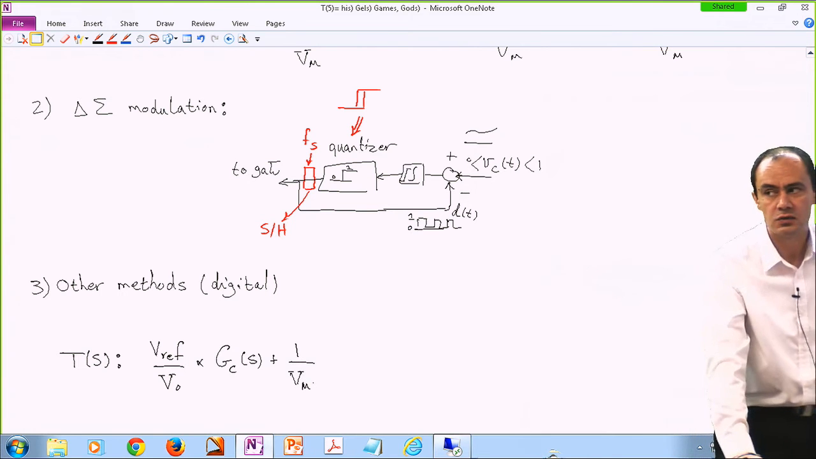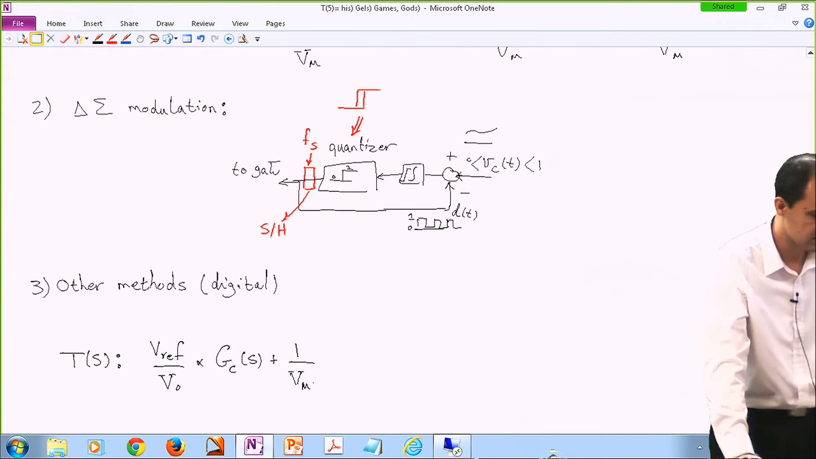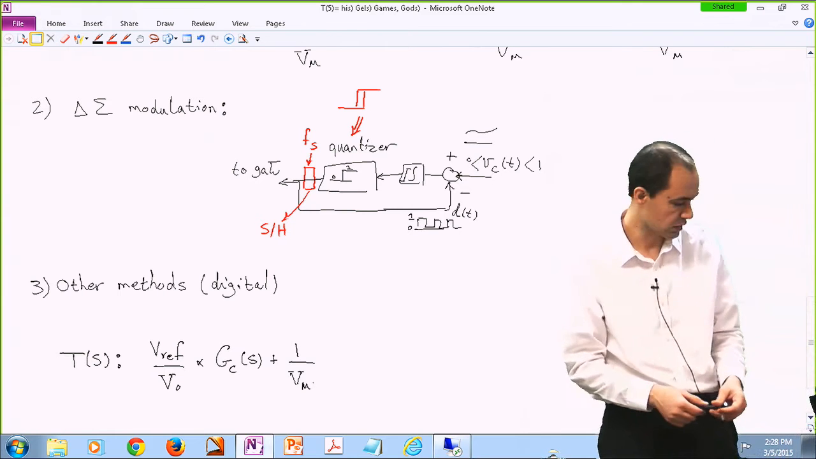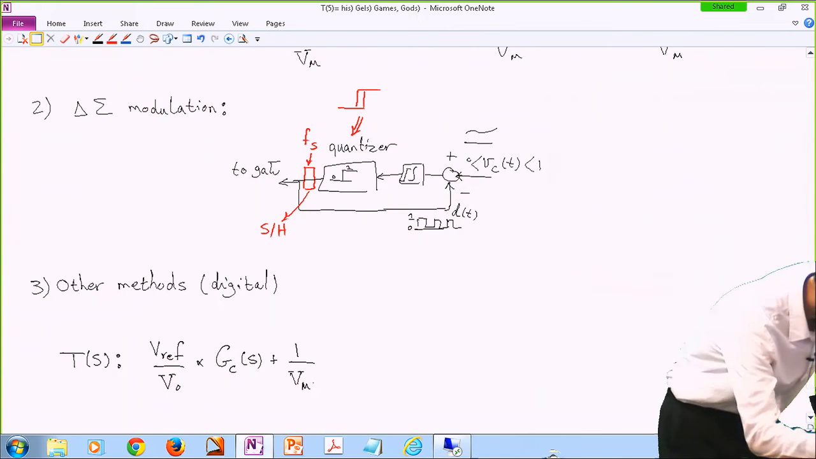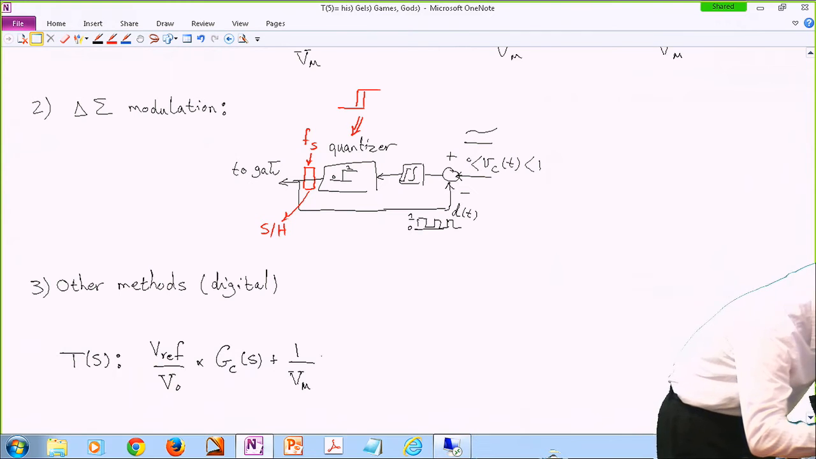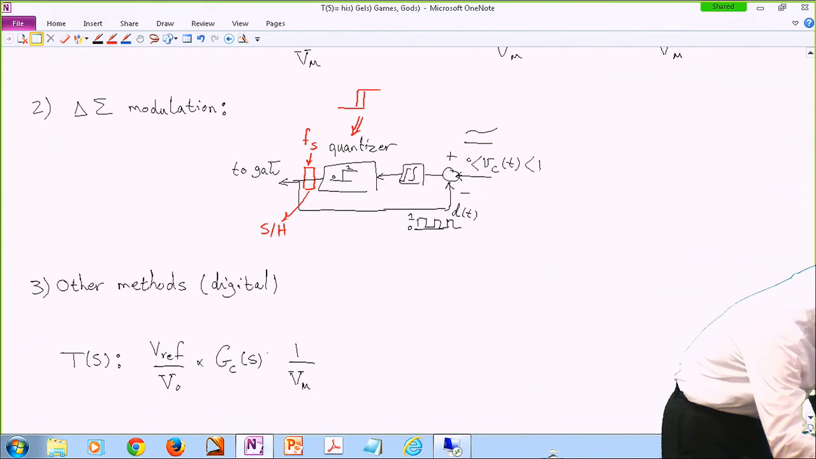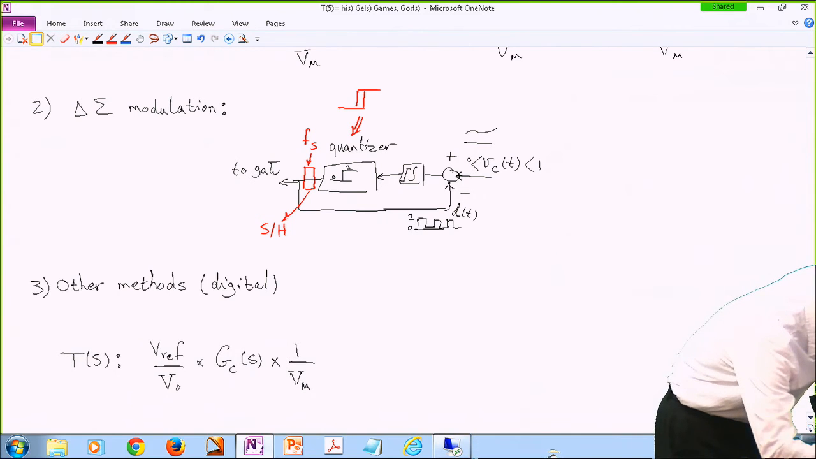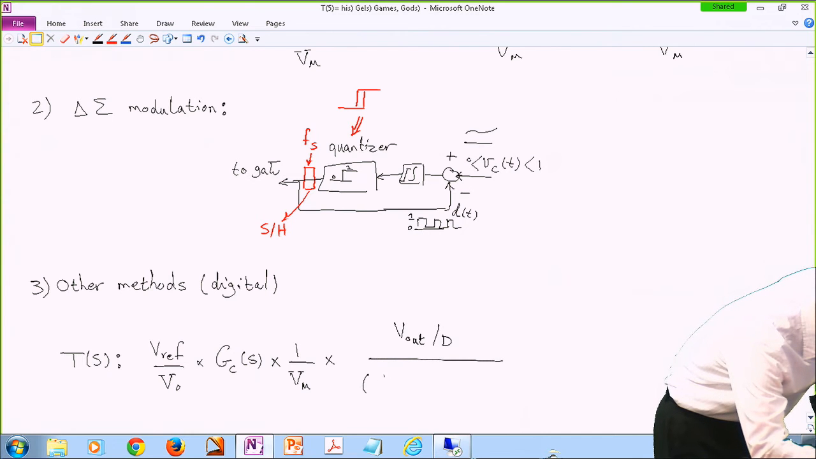Most of the times we use a PWM modulator. For the delta sigma modulation scheme, it's really hard to come up with a simple transfer function. And then, oops, these are not additions, these are multiplications. And then, for instance, I am looking at the Buck topology. So this is the control to output transfer function of that topology.